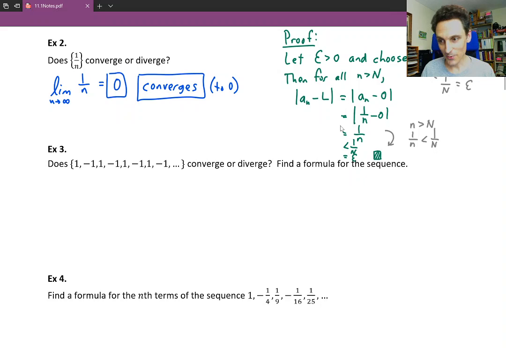For example, example 3. What do you think about this sequence? So we're going to put proofs aside and just think about this sequence here. Does 1, negative 1, 1, negative 1, 1, negative 1, does that sequence converge or diverge? Does it get closer to any particular number? If you said it doesn't, or that it diverges, that would be correct. So this sequence diverges. It diverges because it's oscillating between negative 1 and 1. It's not really getting closer to any particular number.